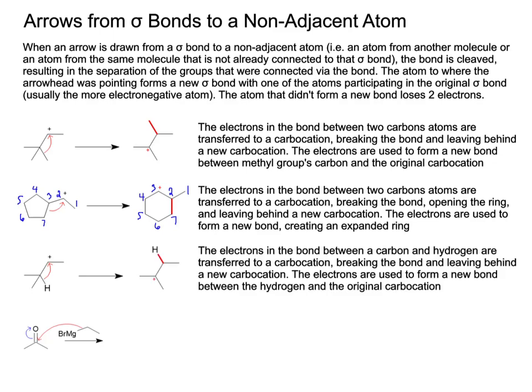Our third example looks very similar to our first example, except we have a hydrogen instead of a methyl group. The electrons in the bond between a carbon and a hydrogen are transferred to a carbocation, breaking the bond and leaving behind a new carbocation. The electrons from the bond that we broke are used to form a new bond between the hydrogen and the original carbocation. These first 3 examples are all examples of what we call carbocation rearrangements.